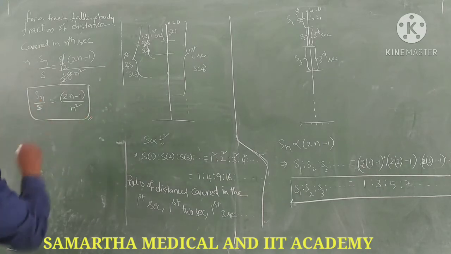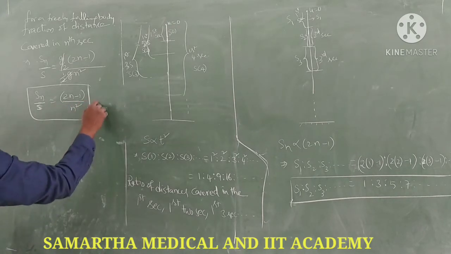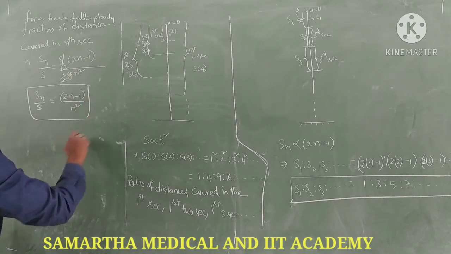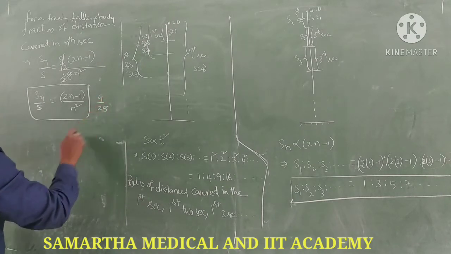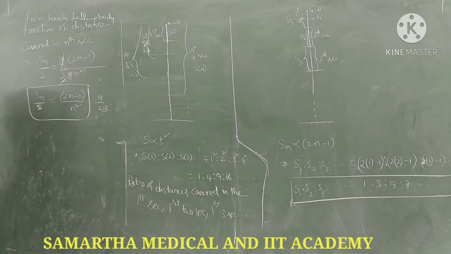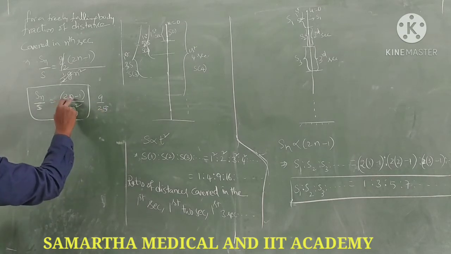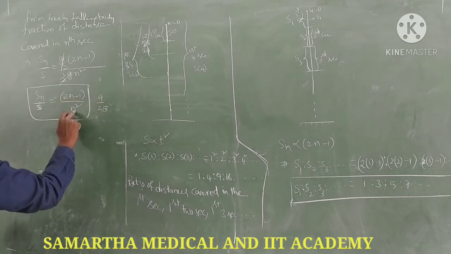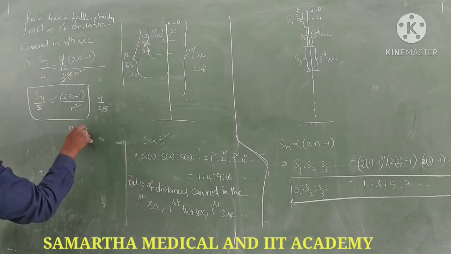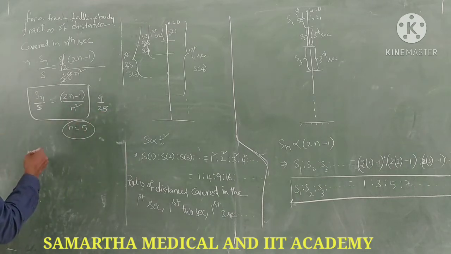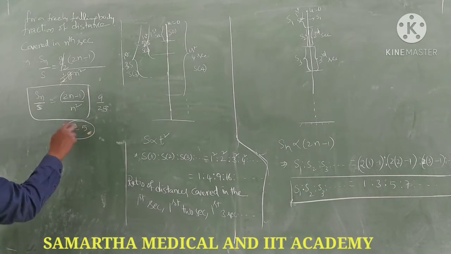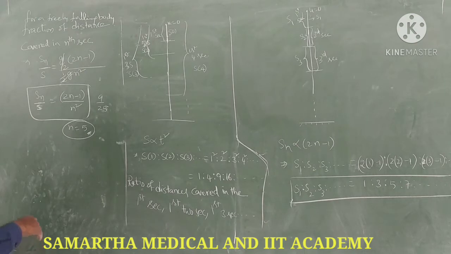So based on this, some problems will be asked. Suppose the fraction of distance covered is given, like 9 by 25. Then what is the total number of seconds? So 9 by 25 means we take n equal to 5, means 2 into 5 minus 1, this is 9, and this is 5 square. So n is equal to 5, which means the total journey time is 5 seconds. Okay, so from this you can calculate, for a freely falling body, the total distance covered.